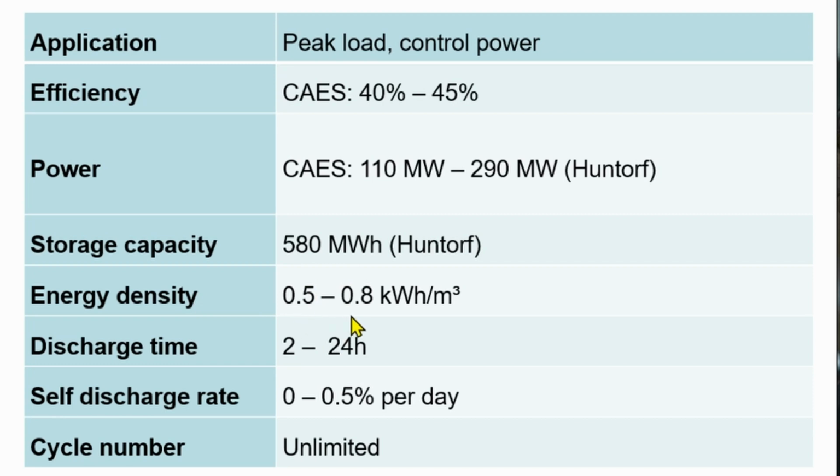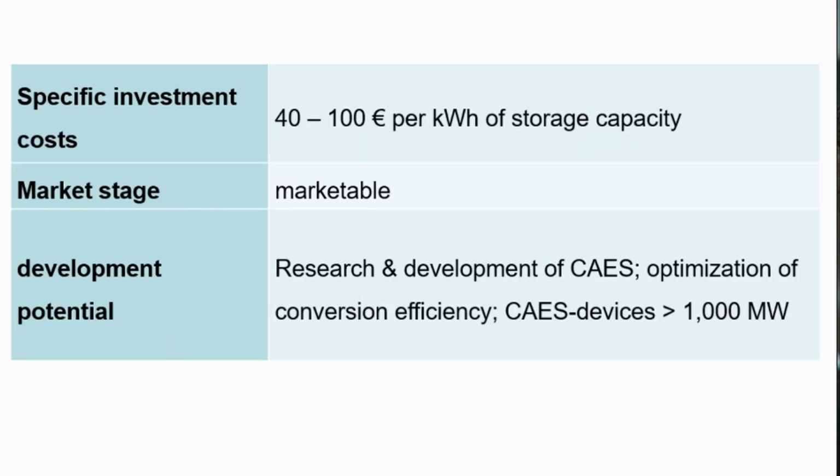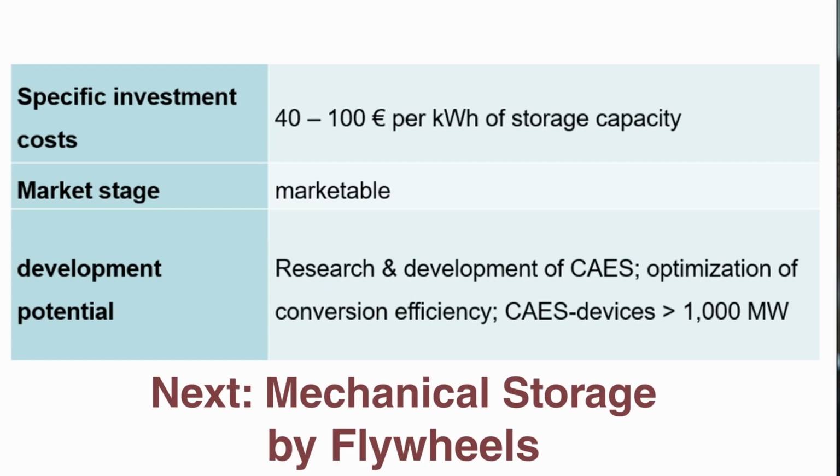The energy density is 0.5 to 0.8 kilowatt hours per cubic meter, so significantly less than the one of pumped hydro storage power plants. Discharge time 2 to 24 hours, it could be even longer depending on the needs. Self-discharge rate is similar to the pumped hydro storage power plants, 0 to 0.5% per day. Also the cycle number is theoretically unlimited. Investment costs are 40 to 100 euro per kilowatt hour of storage capacity. Market stage is marketable. Development potential is in researchers' developments, optimization of conversion efficiency, a big issue, and also to make really large devices in the vicinity of a gigawatt.